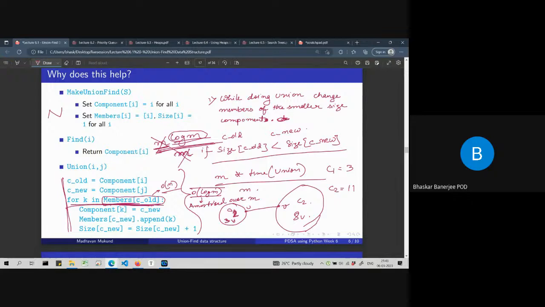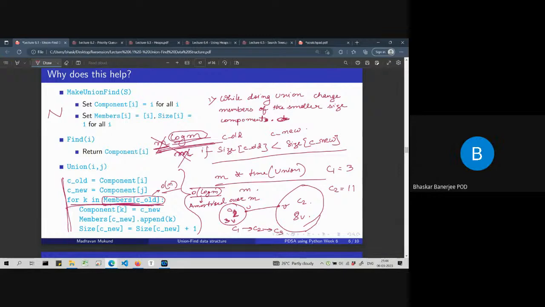So that means what? If you are changing it to C2, these three vertices have been made from C1 to C2. Now think of it in this manner. Now when you merge C2 with some other component, and considering C2 is the smaller one, all the vertices present in C2 would be changed to some C3 or some other component.